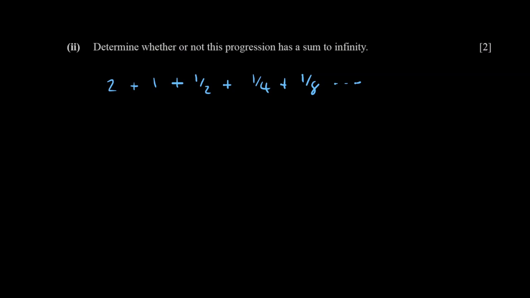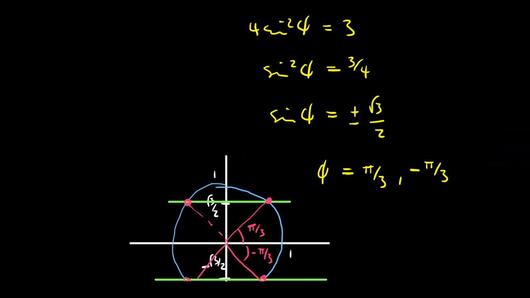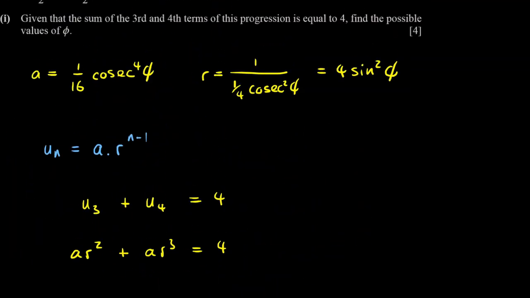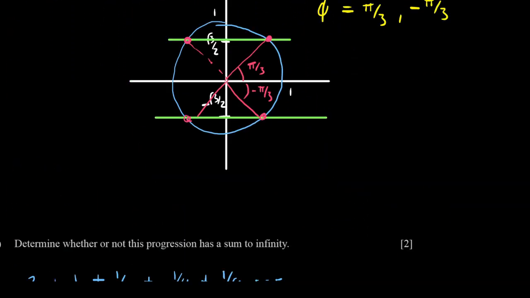In order for the terms to be getting smaller, what we really need is for the common ratio to be less than 1, or the modulus of the common ratio to be less than 1. Because if that's the case, then the terms are not going to be getting bigger, but they're going to be getting smaller. So if we just go back to our question, where we just found that phi is pi upon 3 or minus pi upon 3, we just take that back to the common ratio, which was 4 sine squared phi. And we saw that sine squared phi was 3 upon 4.